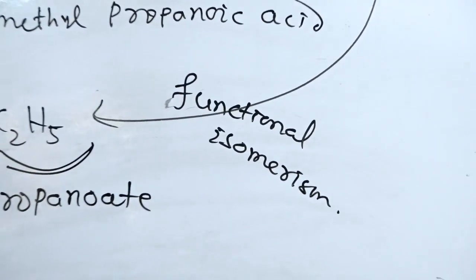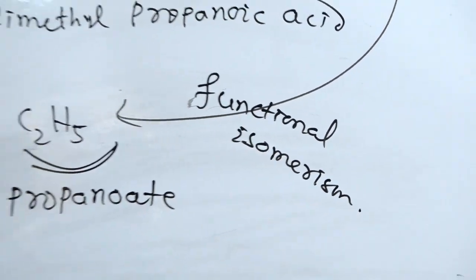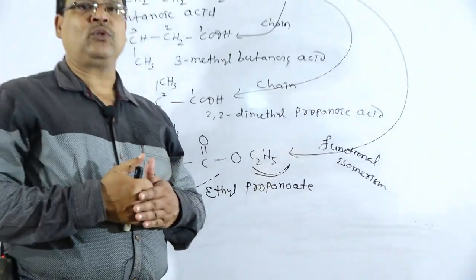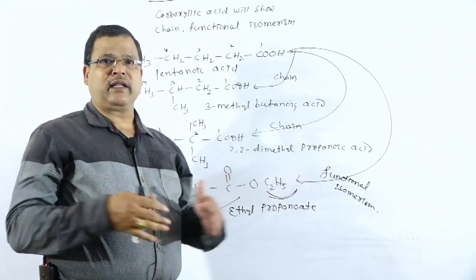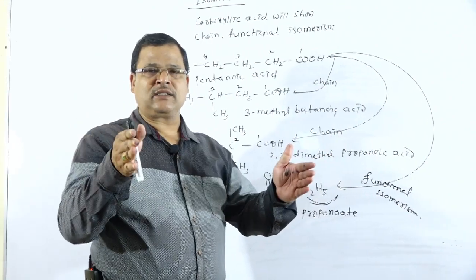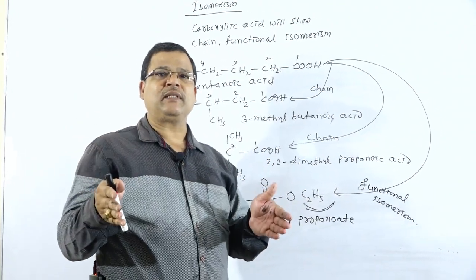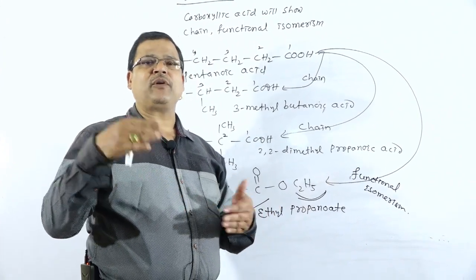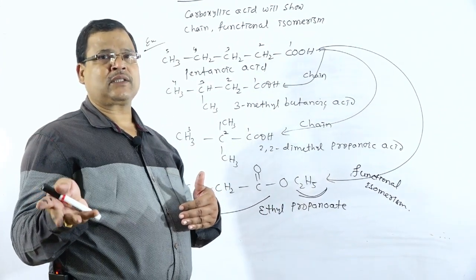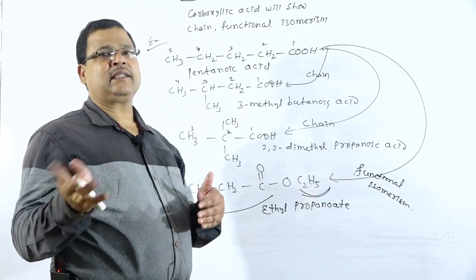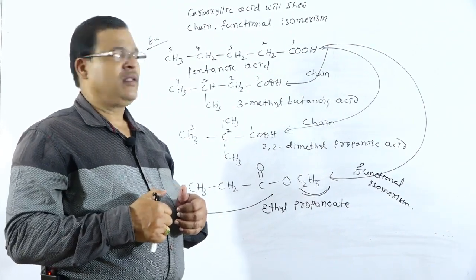These are functional isomerism. Carboxylic acids have the ability to show chain isomerism, that is the lengthened or shortened form of the chain, and functional isomerism, that is acids can be converted into esters; esters and acids are interconvertible.